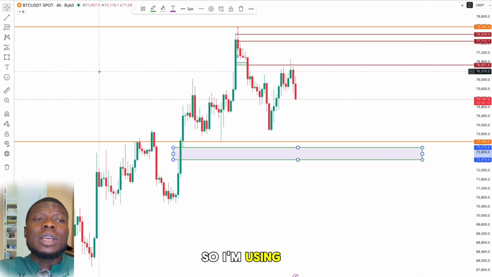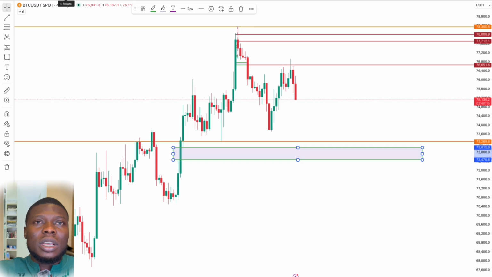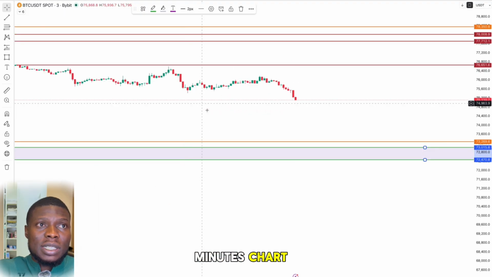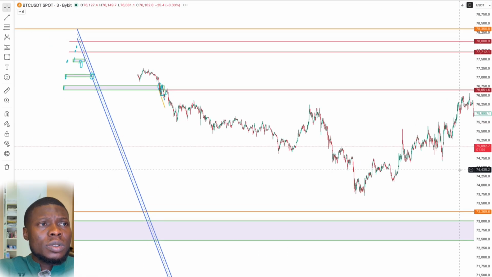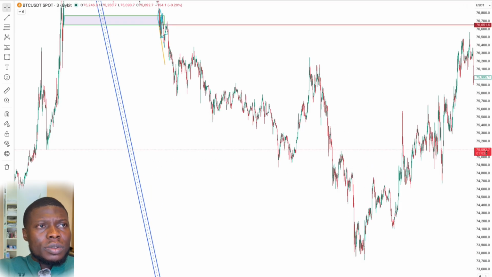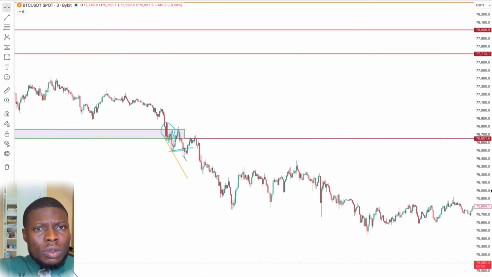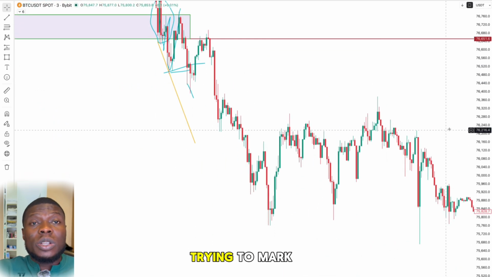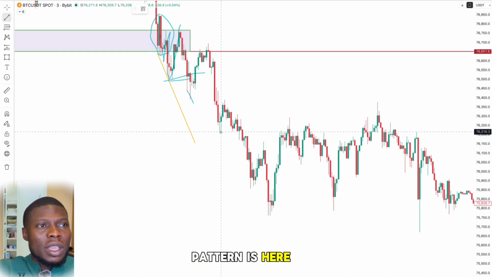So I'm using my cycle to determine my entry on these zones. That is what I'm doing with my 3 minutes charts. So right now, remember we are here. We are still trying to mark our chart pattern. So the next area of chart pattern is here.